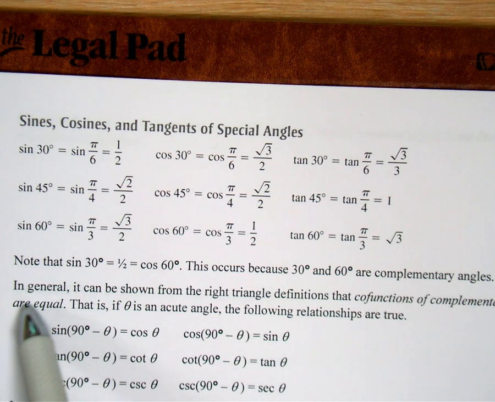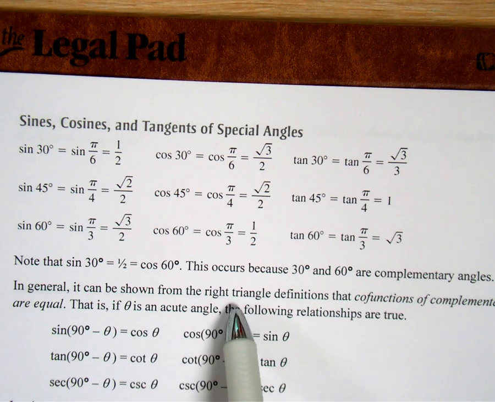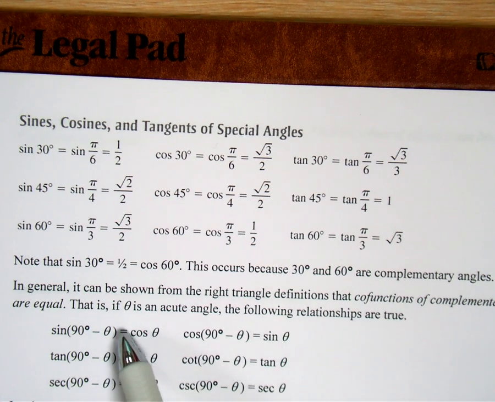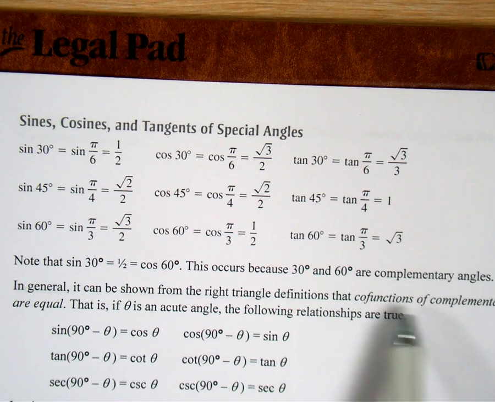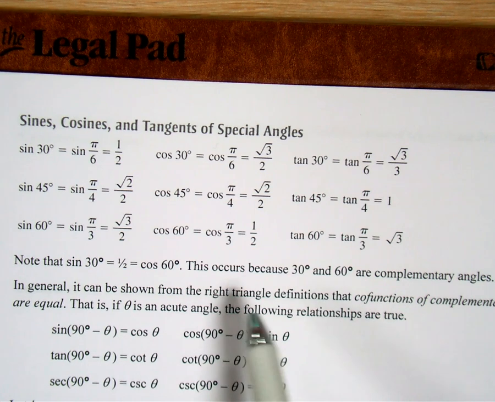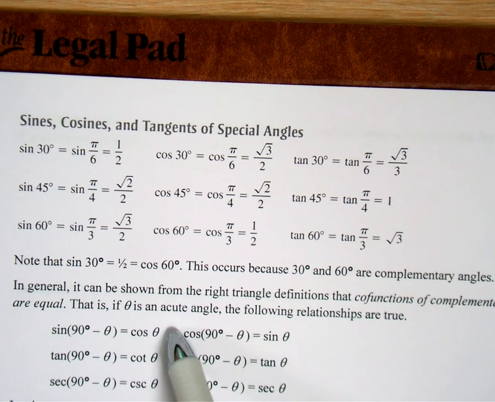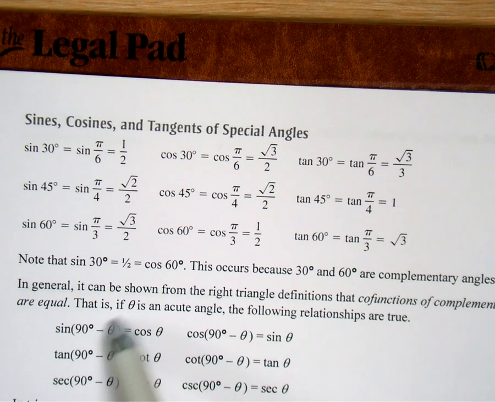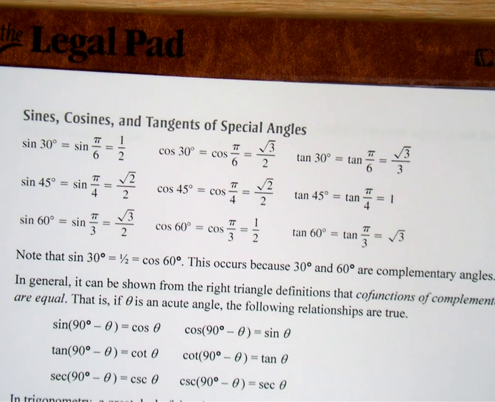In general, it can be shown from the right triangle definitions of cofunctions of complementary angles. That is, if theta is an acute angle, the following relationships are true. Sine of 90 minus theta will be the same thing as cosine of theta. So cosine of 28 will be the same as sine of 62. Okay? Stuff like that. We already know those.